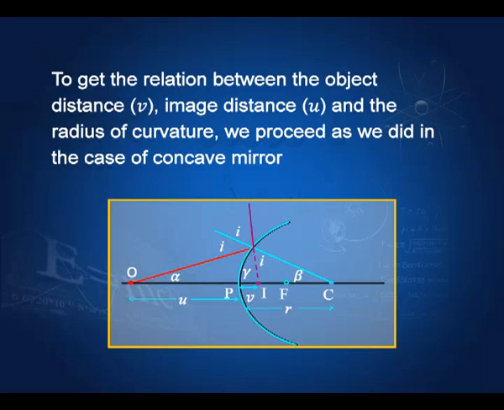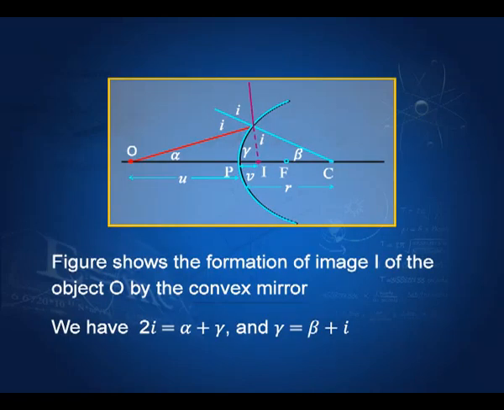Remember, these are paraxial rays, therefore these angles alpha, beta, gamma are small angles, so that they are proportional to 1 by u, 1 by v and 1 by r. Using geometry again, I can write 2I, this angle, is equal to this angle plus alpha plus gamma, and gamma is equal to beta plus I, since this angle is equal to that angle. Beta plus I is equal to the exterior angle gamma. So, gamma is beta plus I.